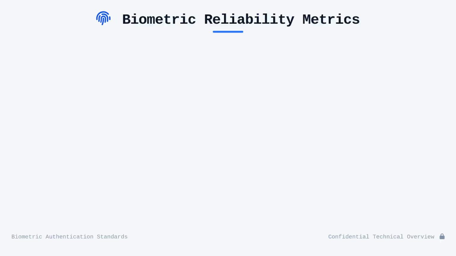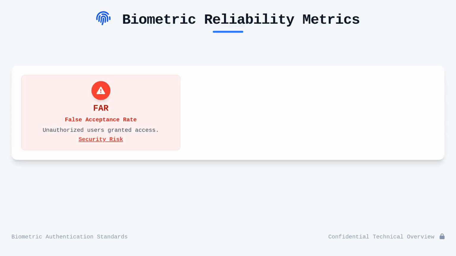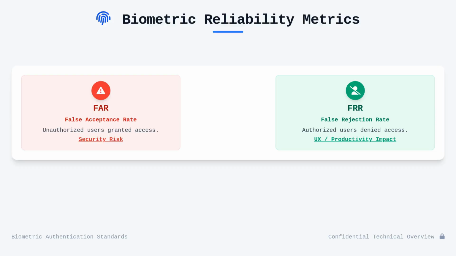The reliability of any biometric implementation is defined by three critical metrics: the false acceptance rate, the false rejection rate, and the crossover error rate. The false acceptance rate, or FAR, measures the probability that the system incorrectly authenticates an unauthorized user, representing a significant security risk. Conversely, the false rejection rate, or FRR, tracks the frequency with which an authorized user is denied access, which directly impacts user experience and organizational productivity.